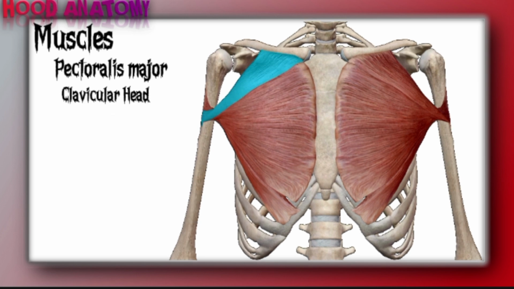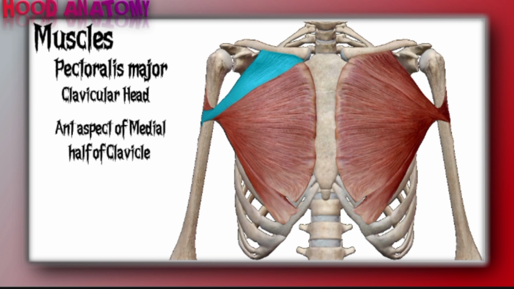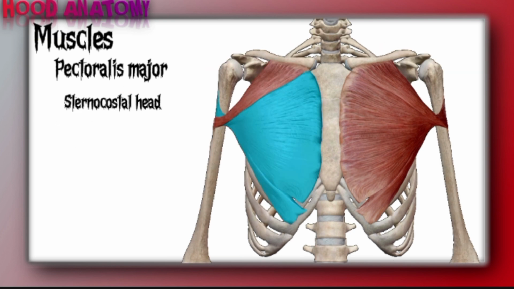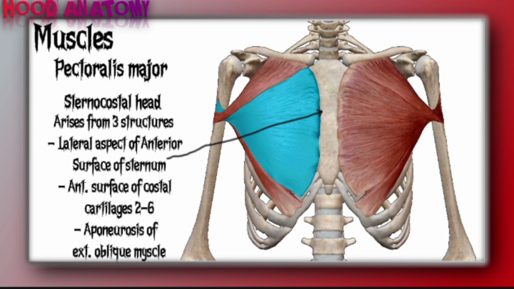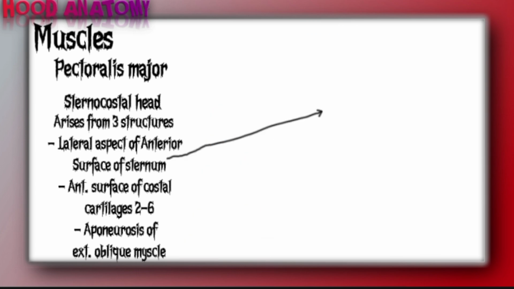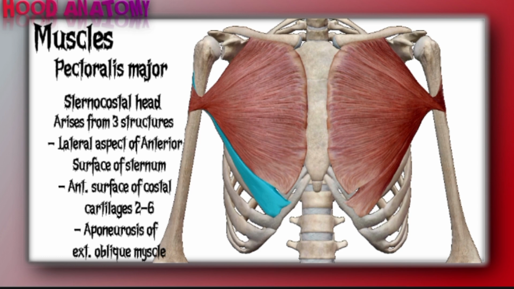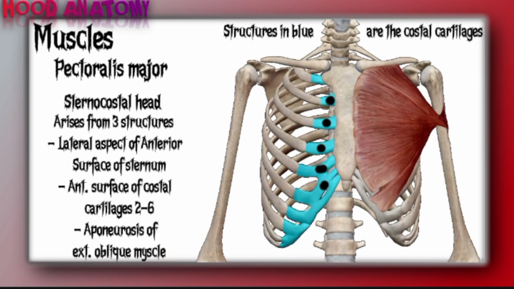This clavicular head, first of all, is in front of the medial part of the clavicle. Then we get the sternocostal head, which has an extensive origin. First of all, it comes from the anterior surface of the sternum on the lateral part. Then it also has a small attachment to the aponeurosis of the external oblique muscle. Aponeurosis is like a tendon but it is flat and broad. So it is just another means by which a muscle attaches itself to bone. Then it also has a small attachment to the cartilages that connect the ribs to the sternum. They are called costal cartilages.